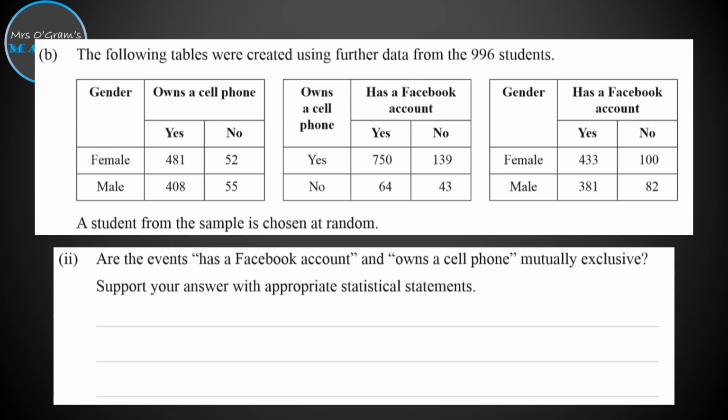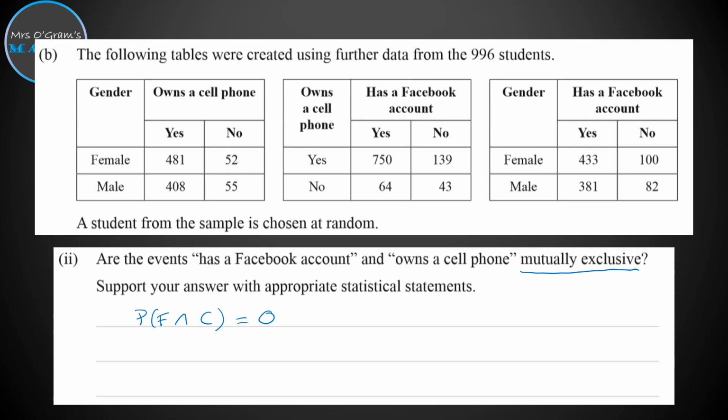So the next part asks us to look at the events whether having a Facebook account and owning a cell phone are mutually exclusive. So mutually exclusive means they can't happen at the same time. So we want the probability of both of those things to come to 0. So F and C happening together, Facebook and cell phone, would have a probability of 0.